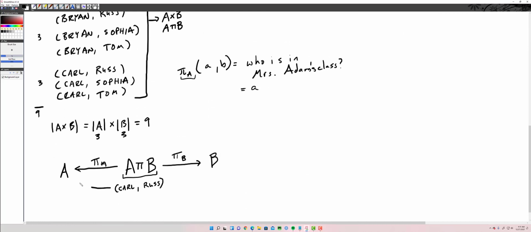And so it's going to map me back to Carl. And we can see Carl is an element of A. And we also have that this pair is an element of the product. Similarly, pi B is who is in Mr. Bond's class.